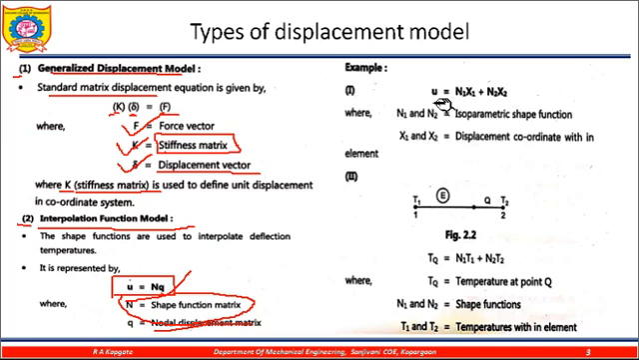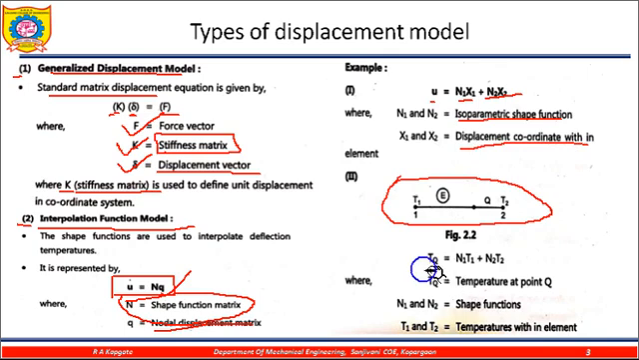So for example, let us take u is equal to n1 x1 plus n2 x2, if there are two elements. n1 and n2 are the isoparametric shape functions and x1 and x2 are the displacement coordinates within the element. Now let us take the problem of temperature. This is the temperature calculation, the temperature at a point q. Temperature at point q is equal to shape function multiplied by temperature, and this is the point where we are interested to calculate the temperature. That's why there are node 1, node 2 and node 3.